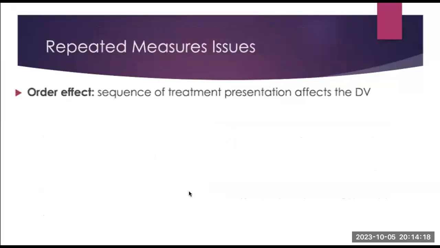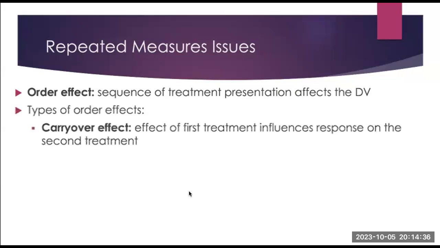So, some issues. When you're doing repeated measures, remember, they're going to be exposed to these measures more than once. So one problem that could happen is what we call an order effect: the sequence of treatment presentation affects the dependent variable. There are different types.